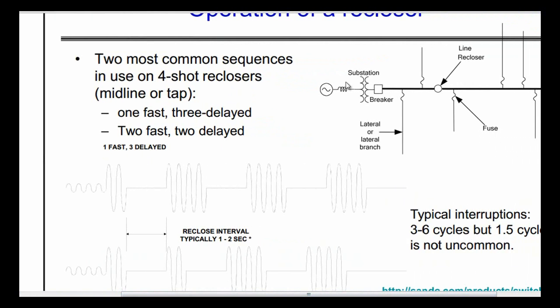I hope this is clear. This is a typical distribution system.